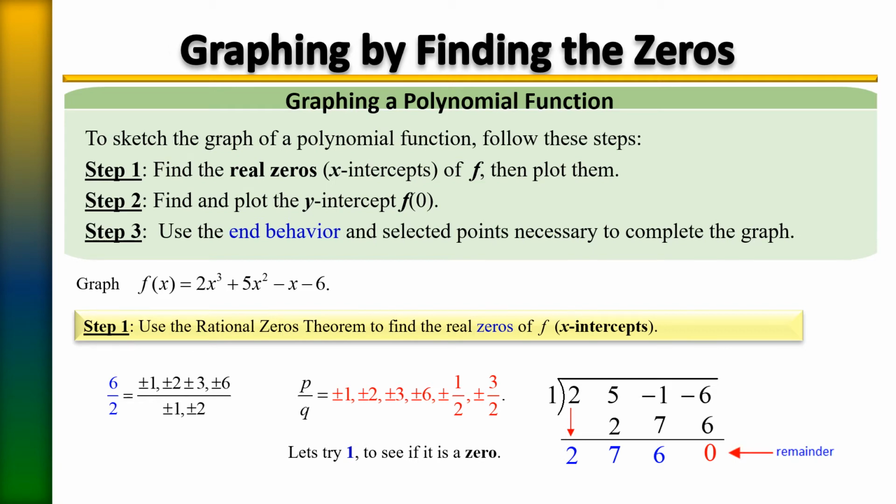Again, whenever you plug that into the synthetic division and your last number, which is your remainder, is 0, that is your proof that 1, in this case, is a 0 of the given polynomial function.